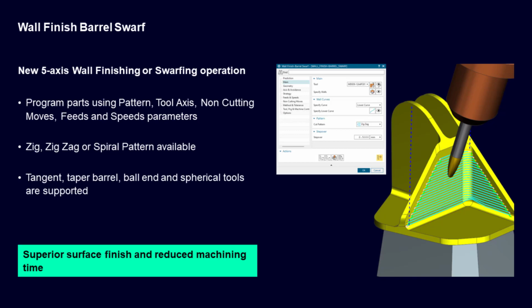Due to the large barrel radius of the tools, the resulting toolpath is significantly shorter because of the larger stepovers you can apply, and the final surface finish is superior as compared to when using ball tools.